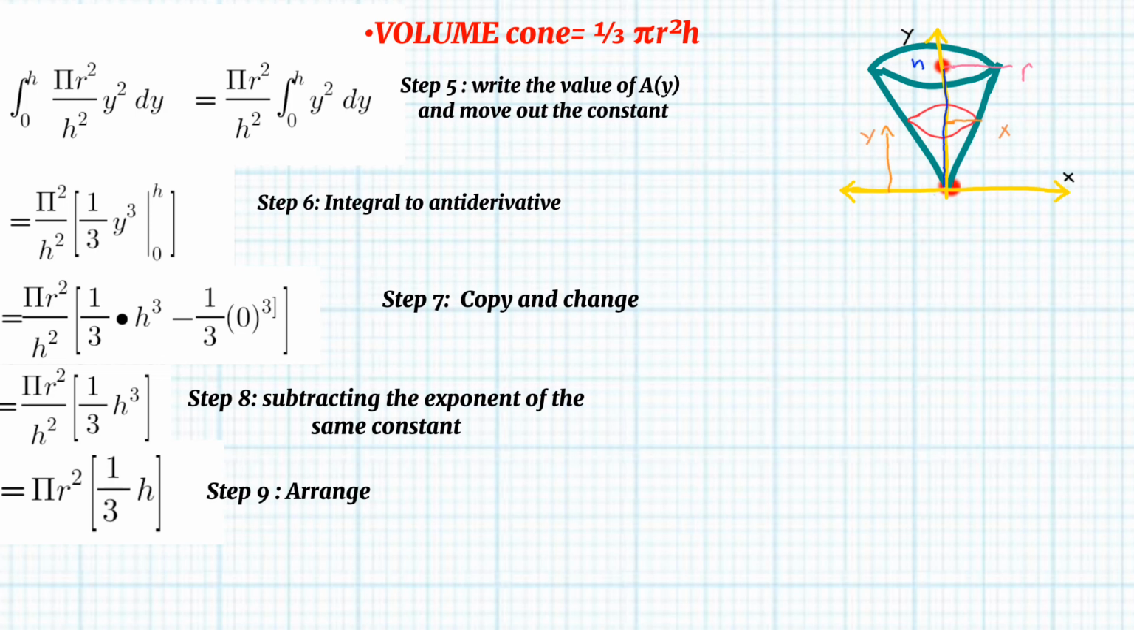Nganong h na lang ang nahibilin? It is because we subtracted the h squared from h raised to the power of 3. So, usa na lang ka h ang nahibilin. So, now we are going to formalize this: pi r squared times 1/3 times h. And now we got our final answer, 1/3 pi r squared times h. And we successfully proved the formula of the volume of the cone.